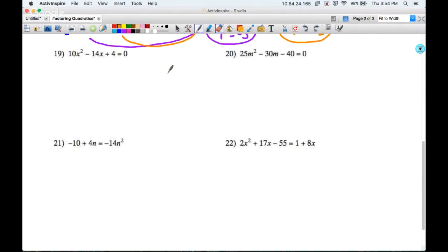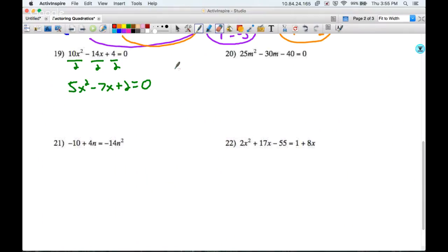I think the last two do require factoring by grouping. Let me solve 19 real quick. Well, actually, 19 requires factoring by grouping too, so this will be a good one. The greatest common factor here is 2, so I'm going to divide everything by 2. I'll get 5x squared minus 7x plus 2 equals 0. Now I can't simplify that any further by just dividing away numbers because we've got 3 prime coefficients.